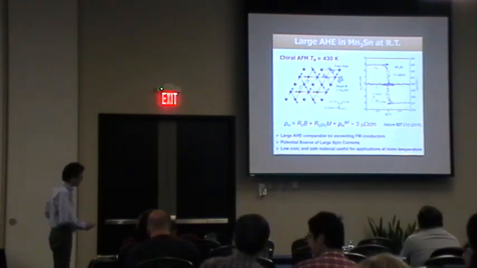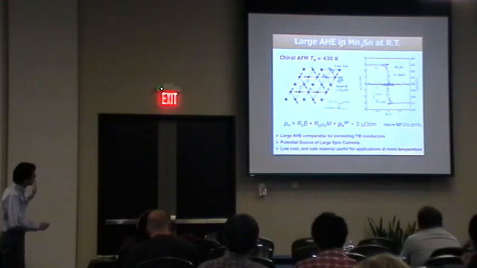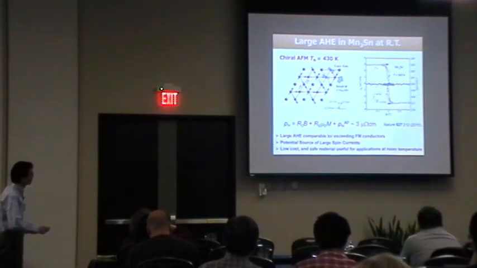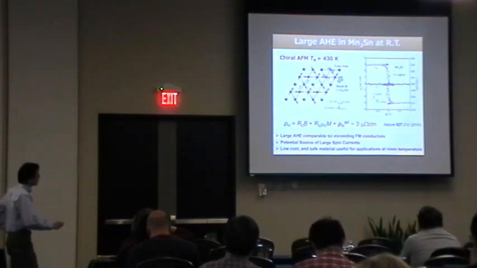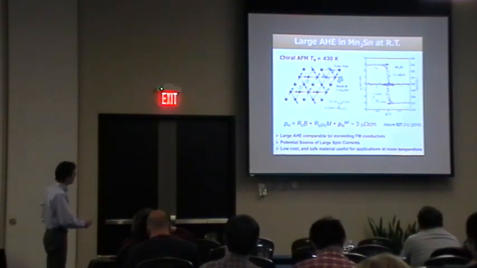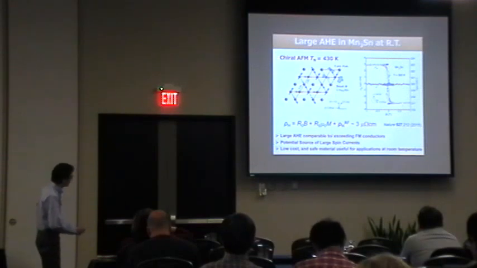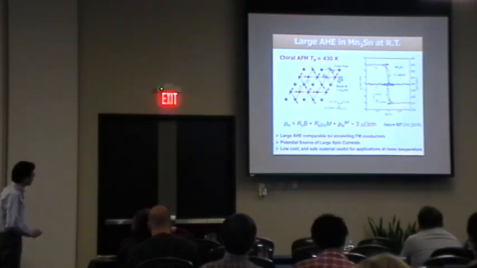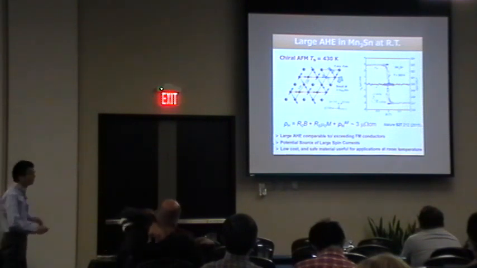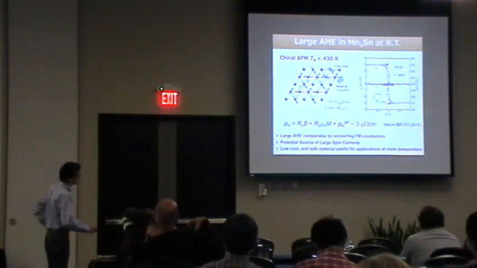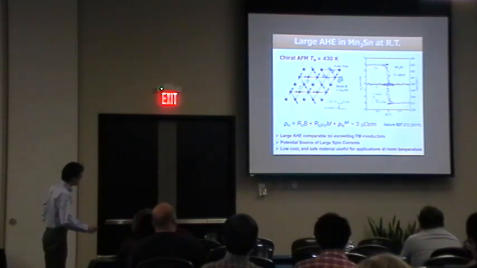Also, this material is manganese 3-tin. It's a very low-cost and safe material, and it already shows such a huge effect at room temperature. It's a very easy material, and I would say this could be very good for a high school or university science experiment. This large Hall effect is also already comparable to ferromagnets or some much larger ferromagnetic conductors.